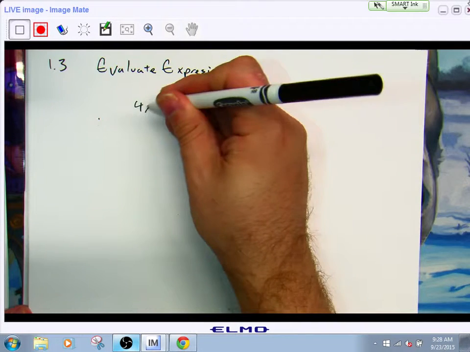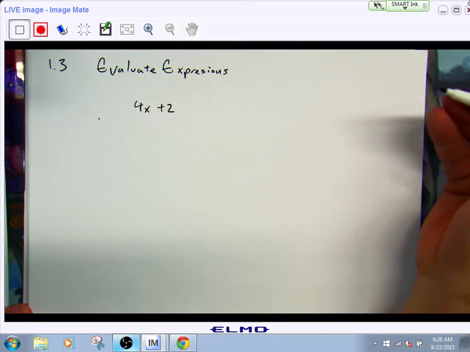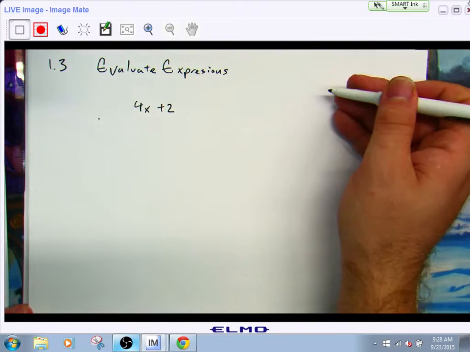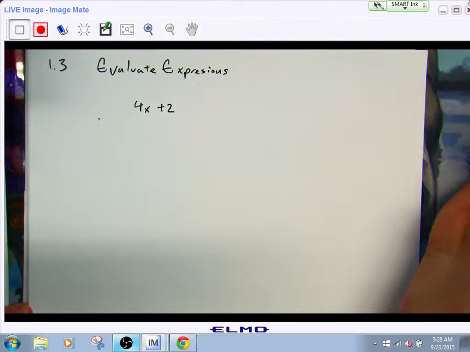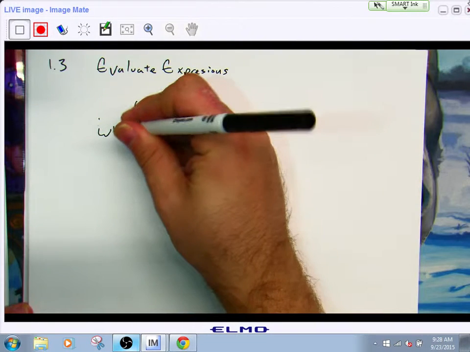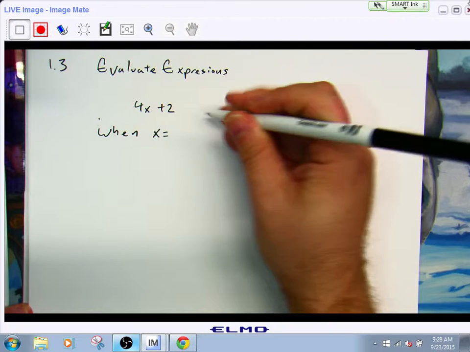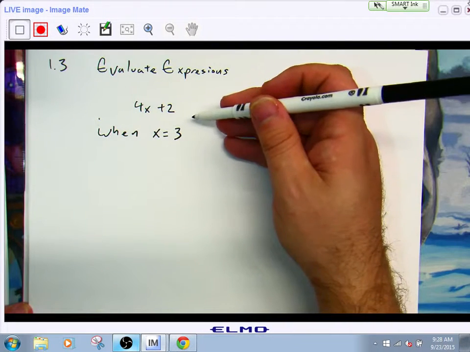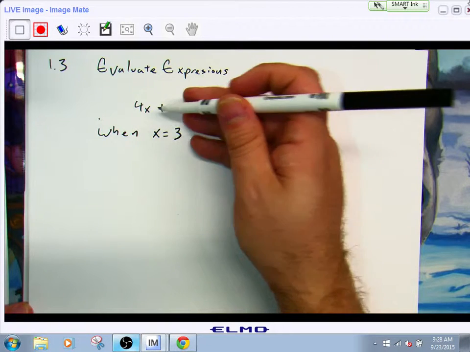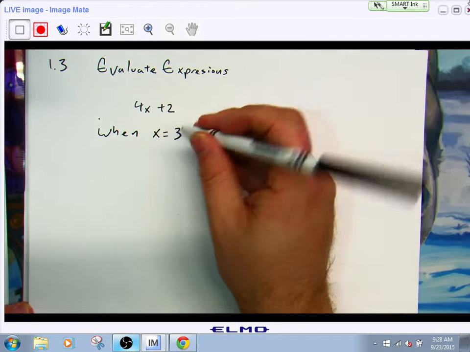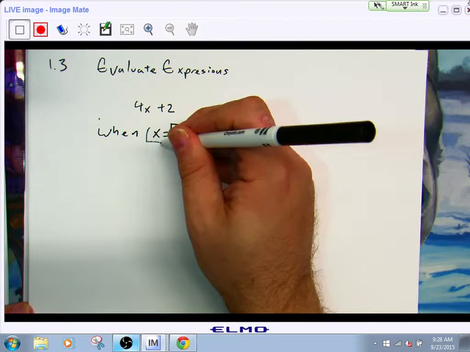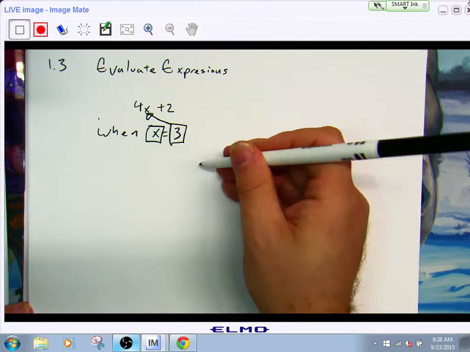I'll say 4x plus 2. All right. You can see there's no equal sign. That's what makes it an expression and not an equation. But if I were to say 4x plus 2, and then I'd say when x equals 3. So to evaluate it, all that we're doing is we're going to be substituting in. This is what we're going to do: we're going to take this 3, and anywhere we see an x, we're going to put that 3 in for it.